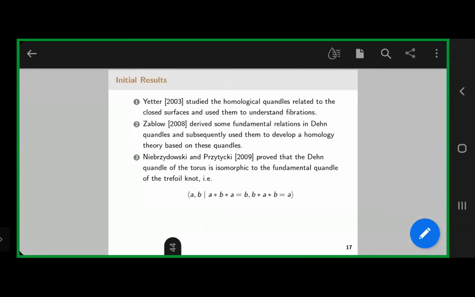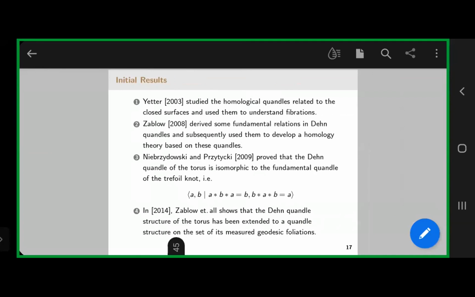In 2009, Brzezinski and his collaborators showed that the Dehn quandle of the torus is isomorphic to the knot quandle of the trefoil knot, and their presentation is given by this. This was very motivating for many other researchers to look at whether there is a relation between knot quandles and Dehn quandles coming from surfaces. In another paper, he shows that no, it's not in general. This is something very special, but there are still some results known.